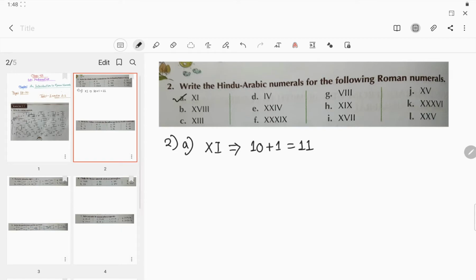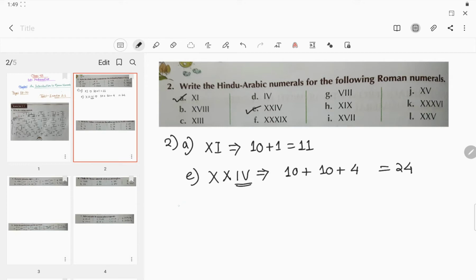Now I'm solving question number E. That is X, X, I, V. X is repeated 2 times. That means X means 10 plus 10. Because it is repeated 2 times, it will be added 2 times. So 10 plus 10, then this is 4. So it will be 24. Clear?